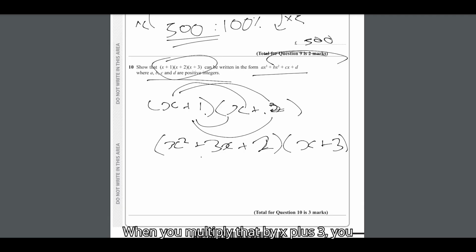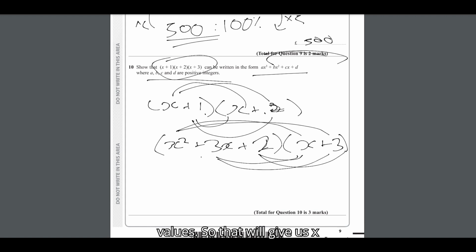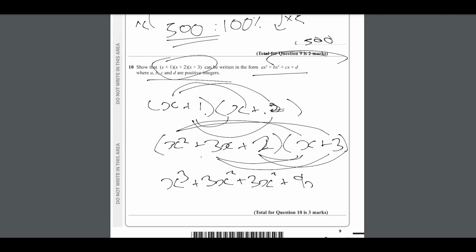When you multiply that by x plus 3, you do the whole entire thing again, cross multiplication, however, for all 3 values. So that will give us x cubed plus 3x squared plus another 3x squared plus 9x plus 2x plus 6. Simplify all of this, we get x cubed plus 6x squared plus 11x plus 6.